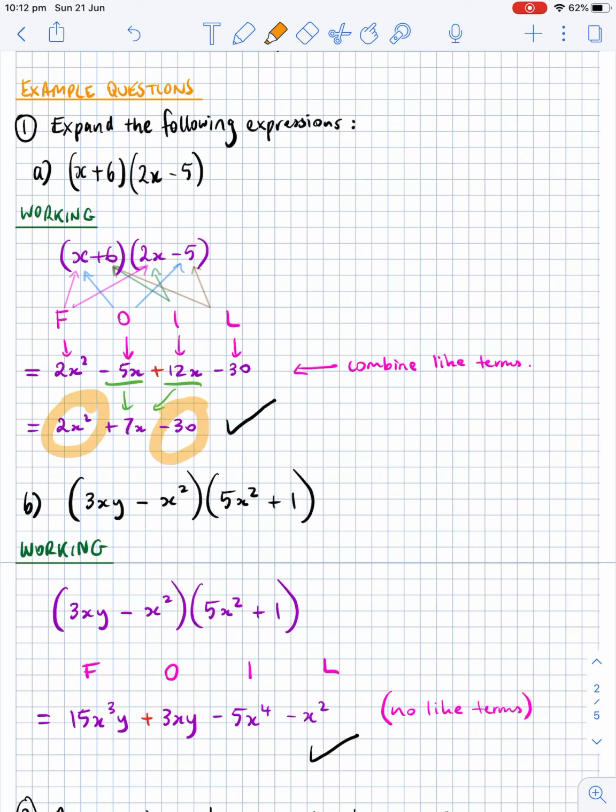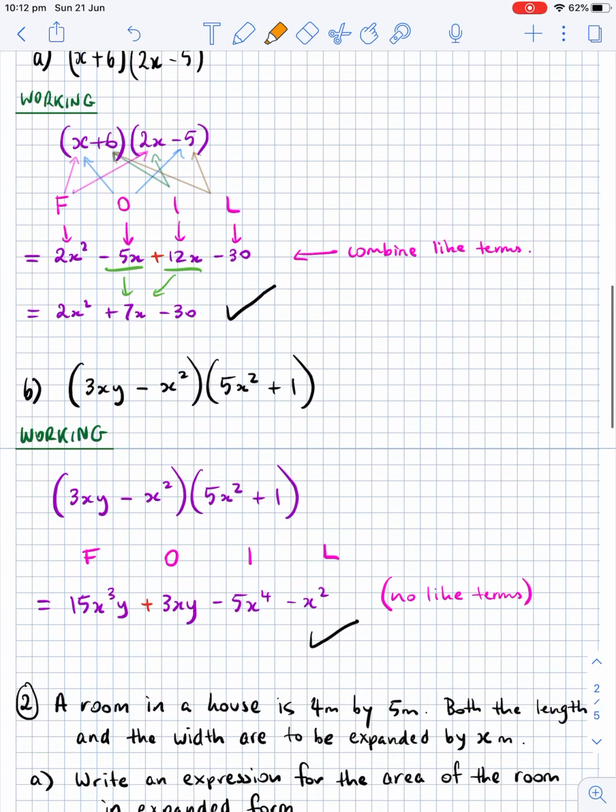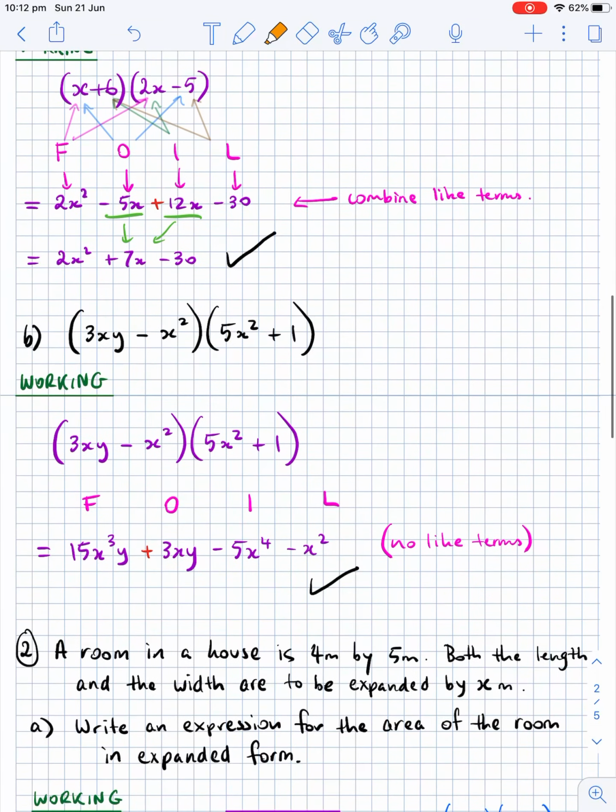The x squareds and the numbers have to stay separate, so it becomes an expression with 3 terms. So this is equivalent to this. This is the expanded version of this expression. Let's do another one. We've got one here with a few more, which are a little bit tricky. You've got to be a little bit careful with your algebra.